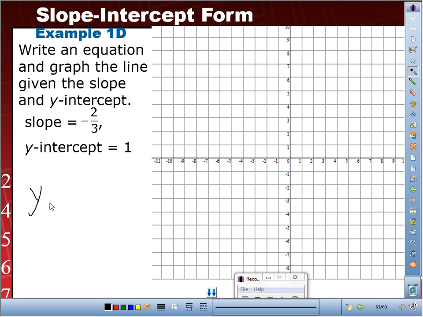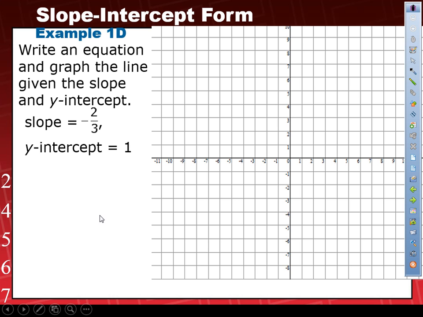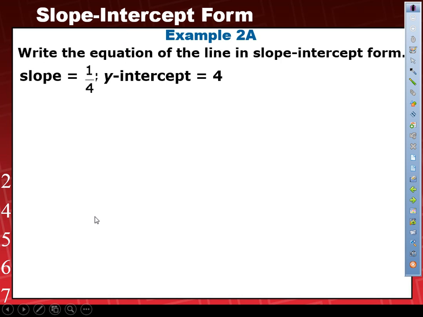That is correct. Y equals -2/3 x plus 1. Hands, if you got that. All right, so we got this down. Now go back to your Cornell notes really quick and copy this problem.